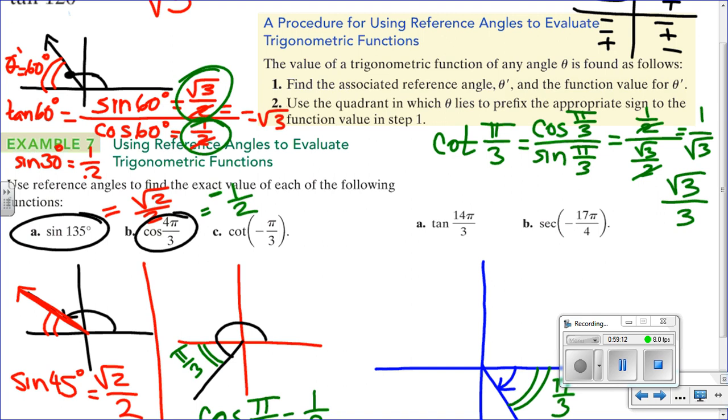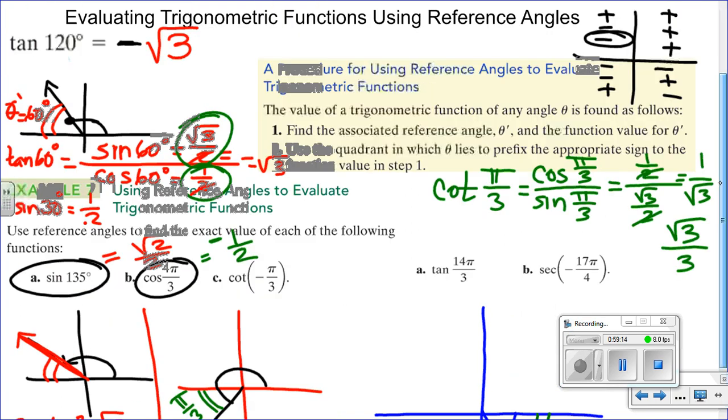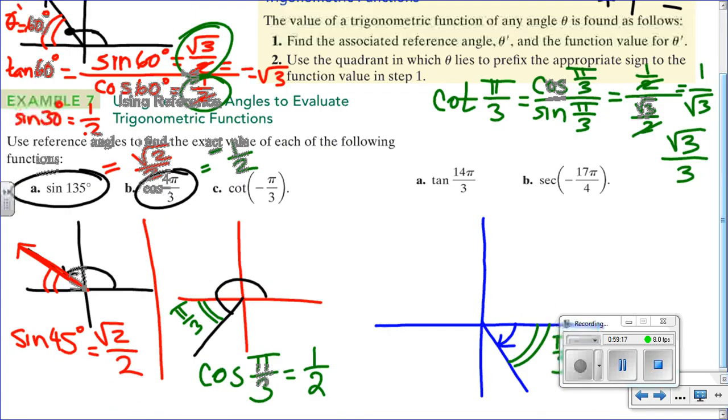Okay, so if the cotangent of pi over 3 is the square root of 3 over 3, what would it be in this quadrant? Positive or negative? Negative. So remember, here the x is positive, but the y is negative. What happens when you divide one of each? You get negative. So this will be negative square root of 3 over 3.